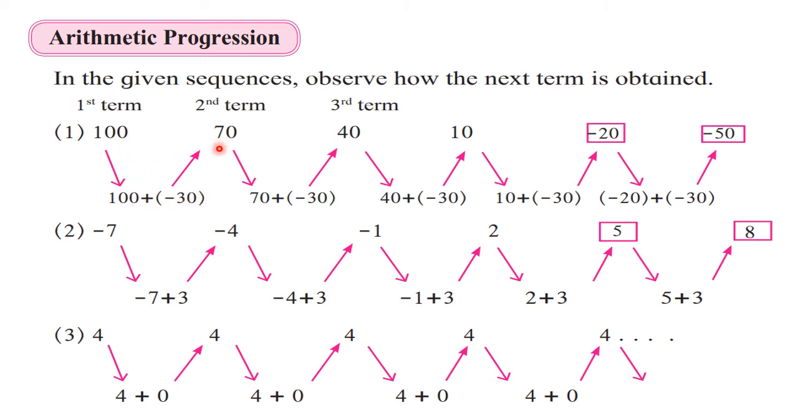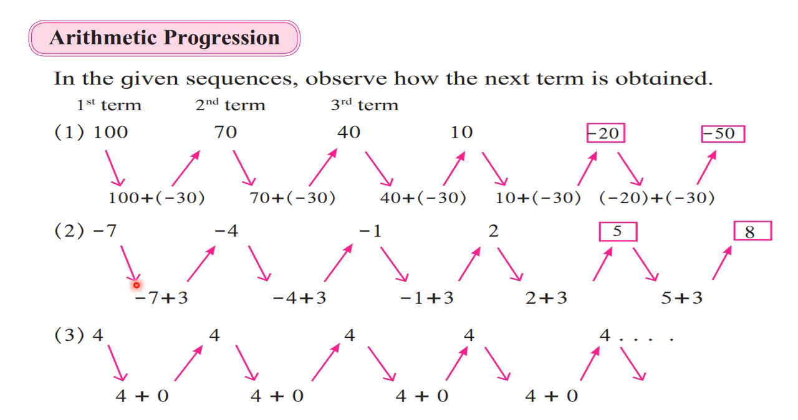So here similarly, when 10 plus minus 30 is done, means minus 30 is added to 10, then we are getting the next term as minus 20. Then minus 30 is added to minus 20, so we are getting the next term as minus 50. Okay, so here also we can say that everywhere the same term minus 30 is added to get the next term. Now let's see the next one, minus 7, minus 4, minus 1, 2 and so on.